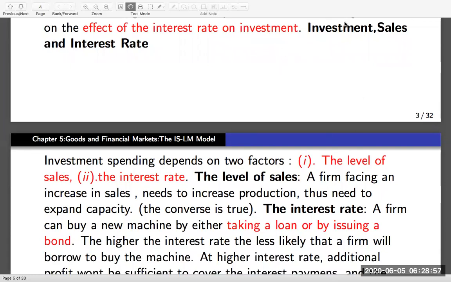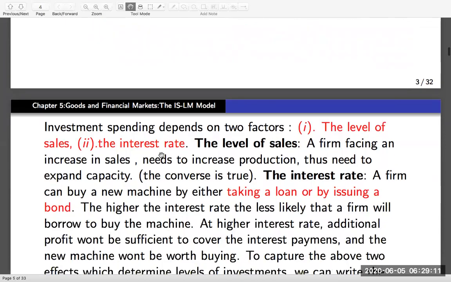Okay, so again, investment spending depends on two factors. It depends on the level of sales, which is literally equal to output. We are saying there is no inventory, and the interest rate. Now, surely then investment is positively related to income and negatively related to interest rate. The higher the interest rate, the higher the cost of borrowing, so we invest less.